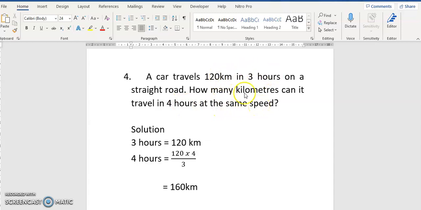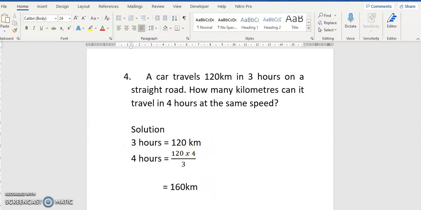So we want to write this one mathematically. We can say 3 hours is equal to 120 kilometers. Then 4 hours will be equal to what? You cross multiply. So it's going to be 4 times 120, which is the same as 120 times 4. Then you divide by whatever you have here.